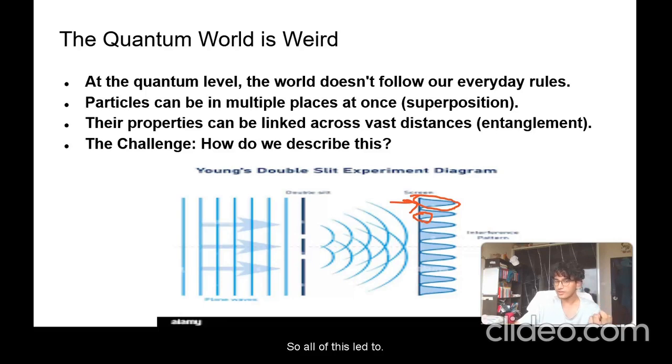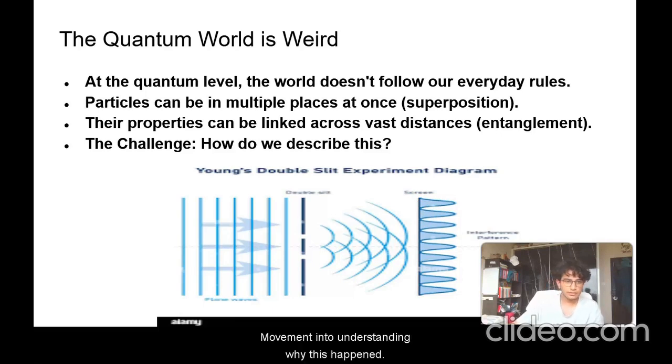All of this was basically the whole Armageddon of classical physics. It launched a huge movement into understanding why this happened, and quantum theory was born.